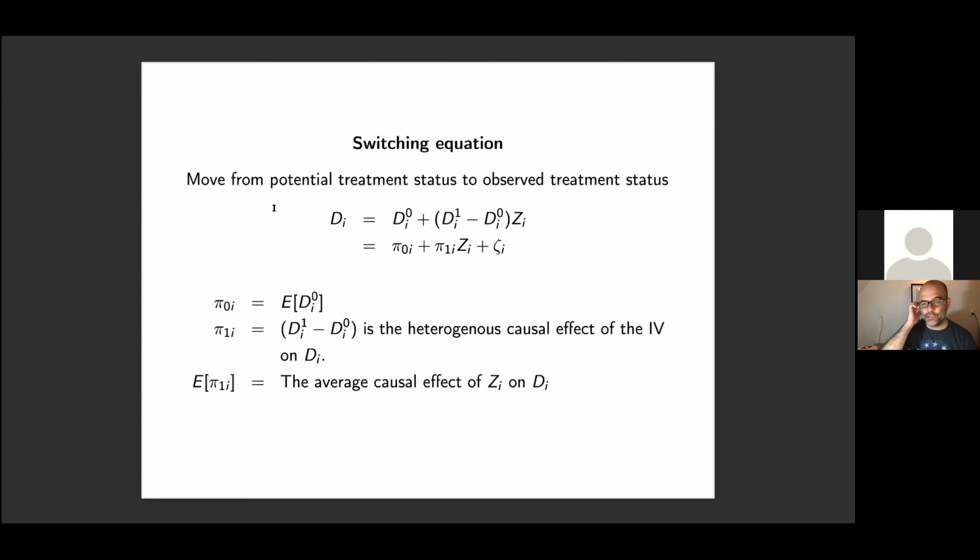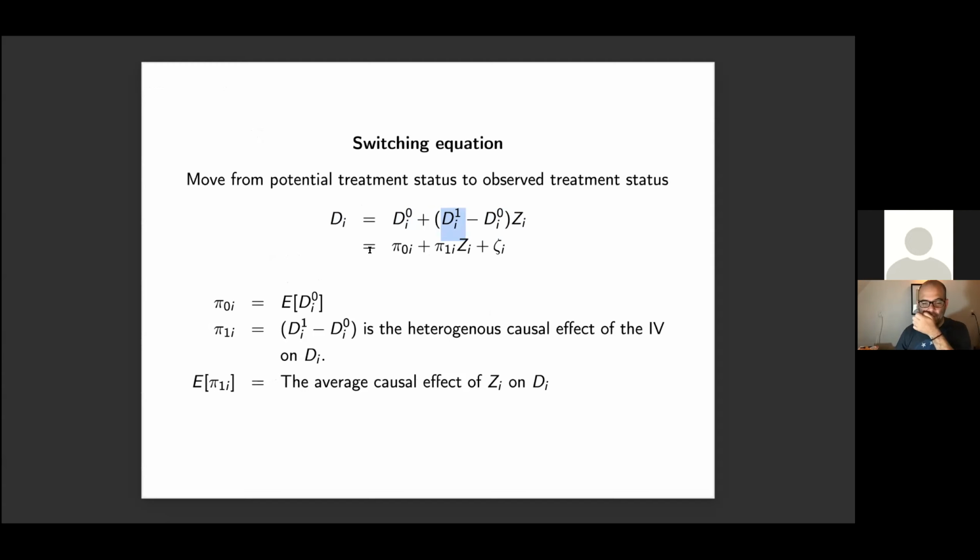So we're going to move from potential treatment status to observed treatment status here. Depending on what your instrument is, you're going to figure out what your treatment assignment is. So you're either going to get D0 or D1, depending on what this Z is. If this was a 0, you're going to be assigned D0. And if this is a 1, then this and this will cancel out, and you'll just be assigned your D1.